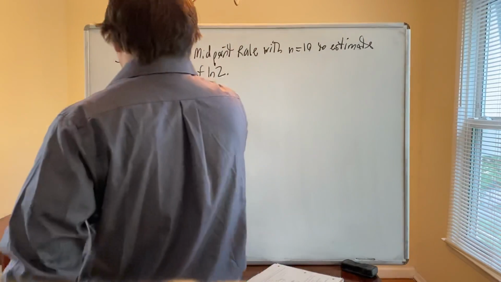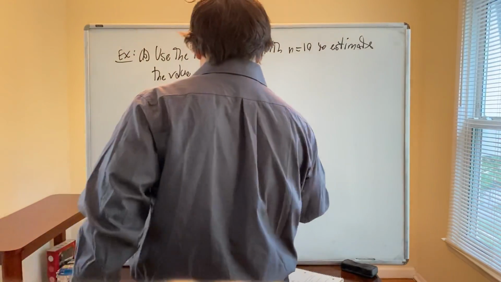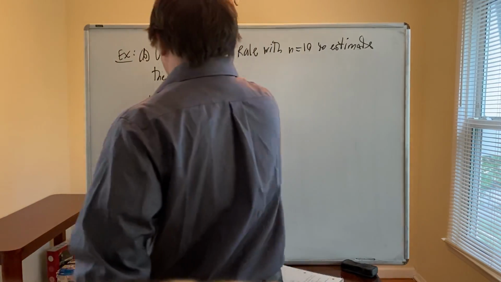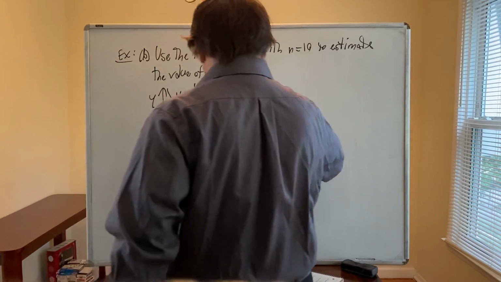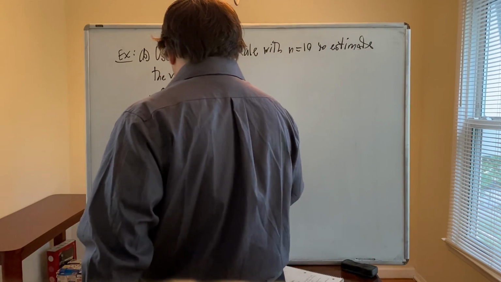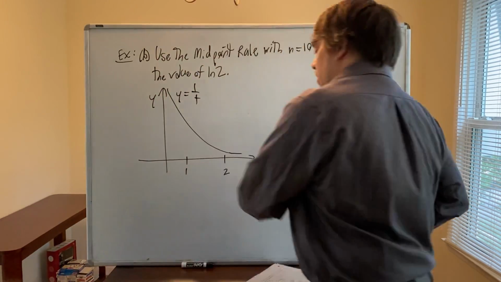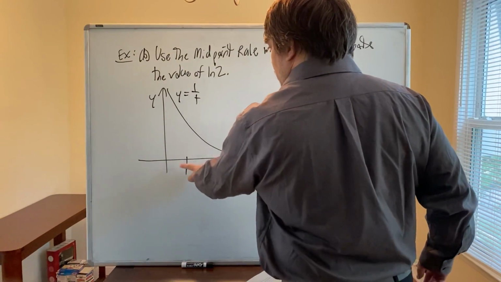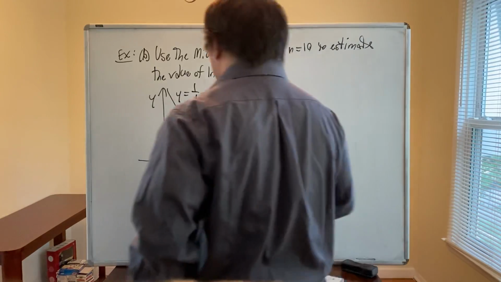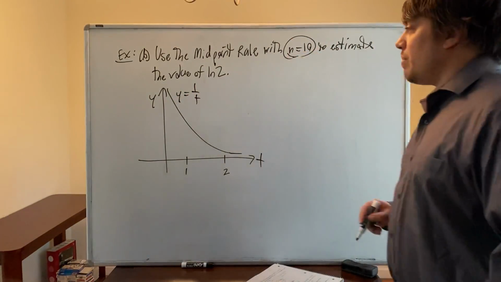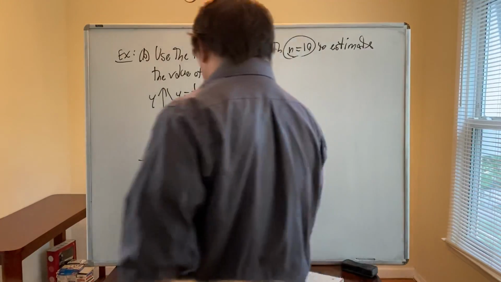Let's draw the picture again. This is the t-axis, this is the y-axis. This is y equals 1 over t. This is t equals 1. And let's stretch this out. I'm not drawing this to proportion. So this is less than that. So we're going to look at from t equals 1 to t equals 2. And so n equals 10. And so what that means is we want to separate this into 10 equal subintervals.